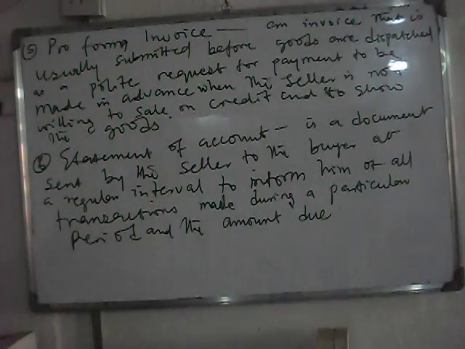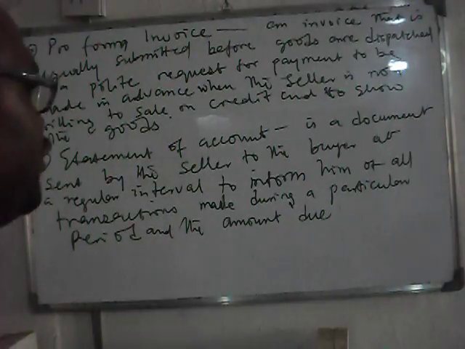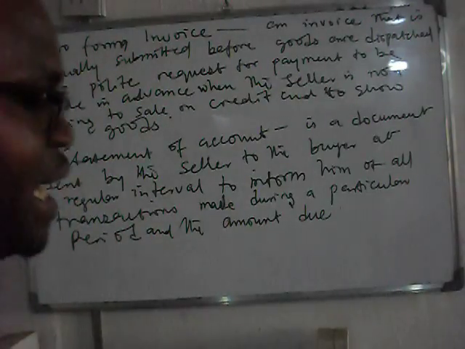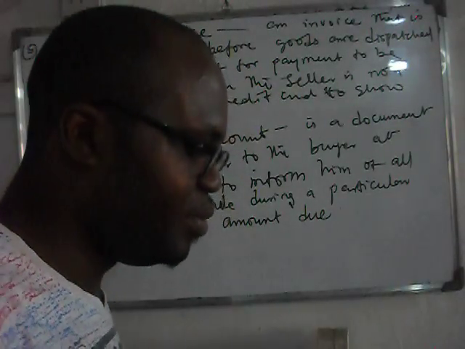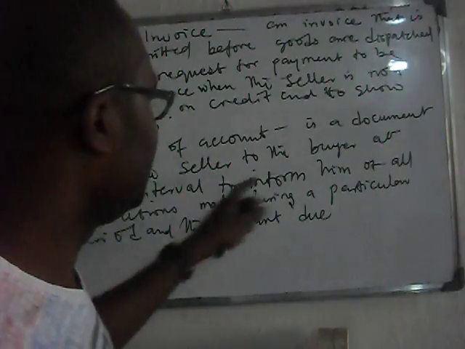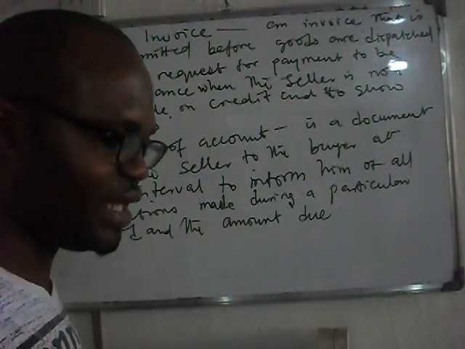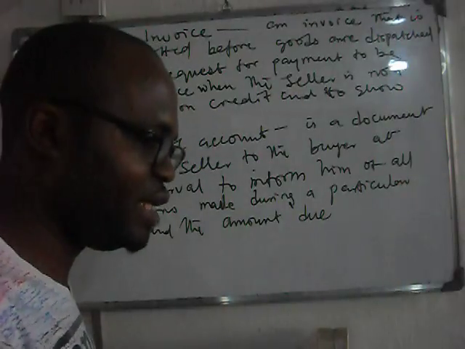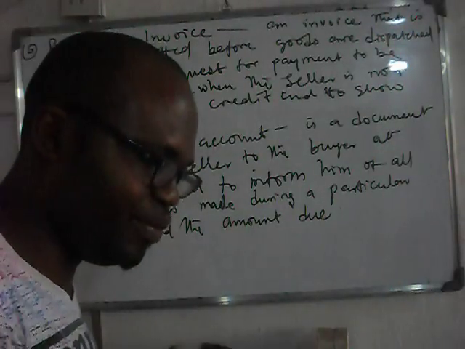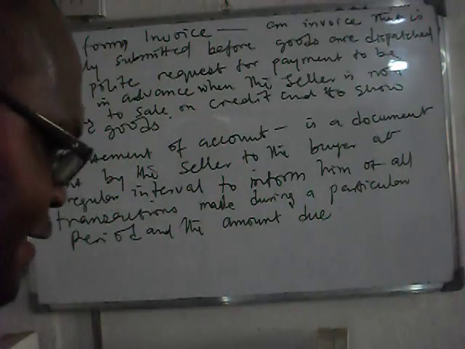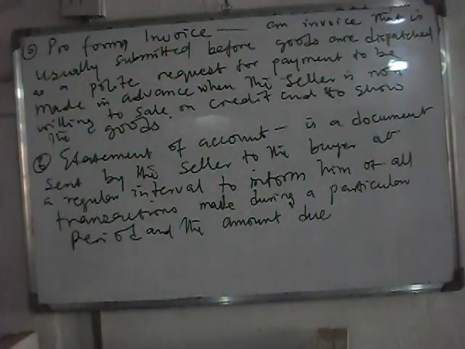A document sent by the seller to the buyer at a regular interval to inform him of all transactions made during a particular period and the amount due. Possibly the buyer buys some credit from the seller, you understand? So after like 2 weeks, he will supply him with the statement of account, indicating the amount he has to pay, so that both of them can continue with the transaction. Exactly. So that is what statement of account is.